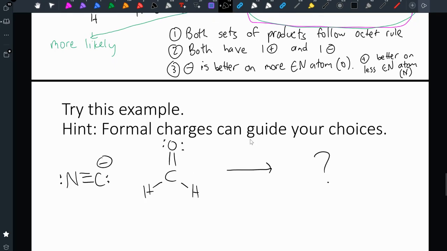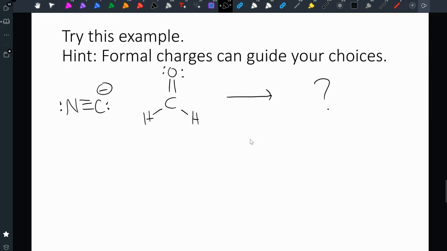So what I'd like you to do is try this example. I'd like you to pause, try this example, see if you can come up with some different possibilities. And then after you've come up with at least two possibilities, come back and I will run through some of the possibilities that students have come up with before, and we'll think about which one is most likely.